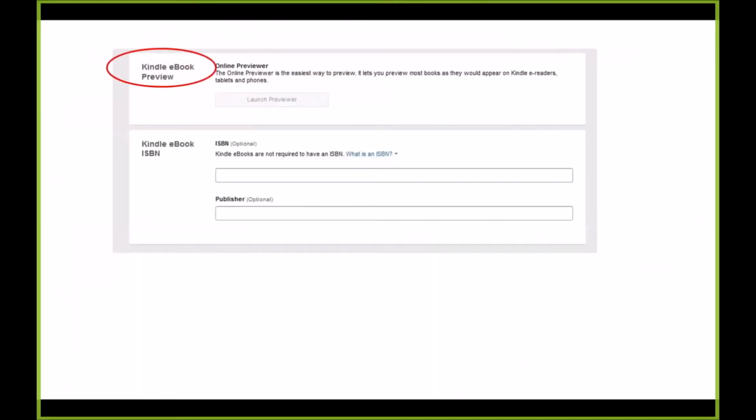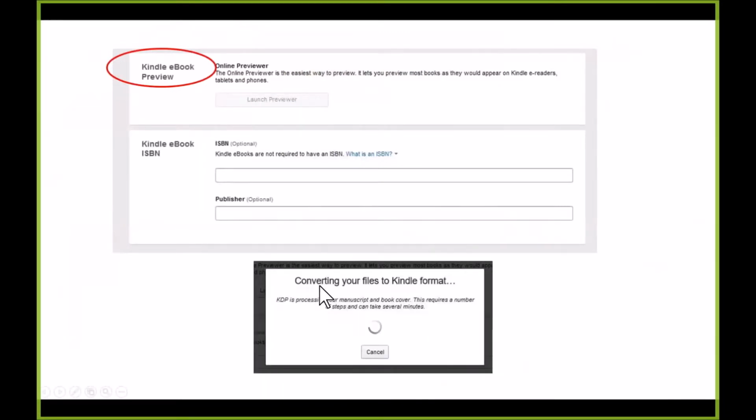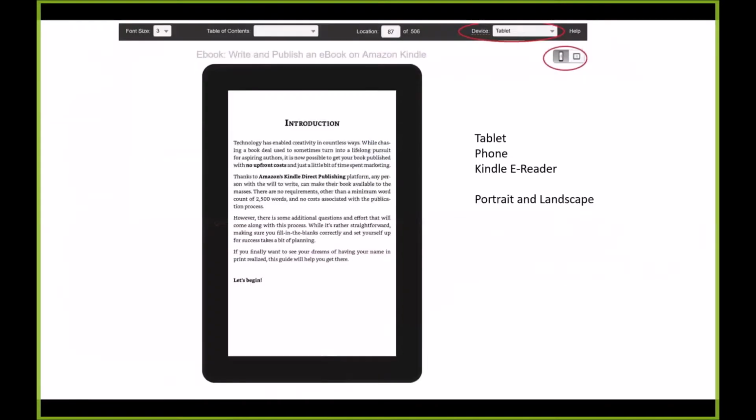So now I've uploaded my manuscript and my ebook cover, and now I do preview. It's convert your files. It takes a few minutes, maybe 2 at the most. It doesn't take that long to convert. Once you press this, it'll convert, and then it jumps to a page where you can see what your ebook will look like.